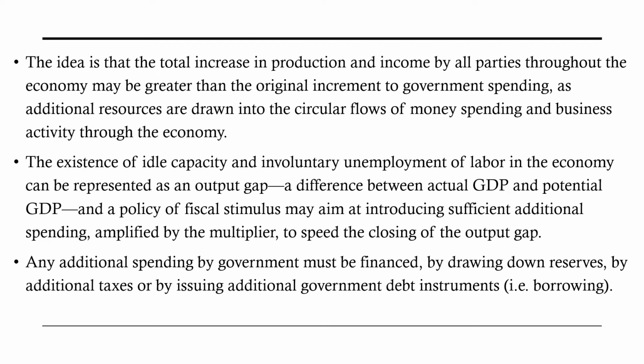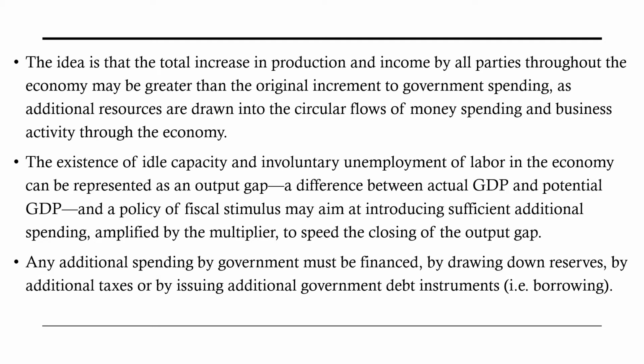The existence of idle capacity as well as involuntary unemployment of labor in the economy could be represented as an output gap, which is the difference between the actual GDP and the potential GDP. And if there is any policy with respect to fiscal stimulus, this could aim at introducing sufficient additional spending so as to increase the aggregate demand, which is amplified by the multiplier to speed the mechanism of closing the output gap.